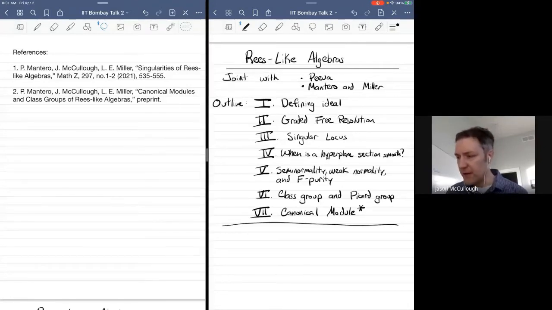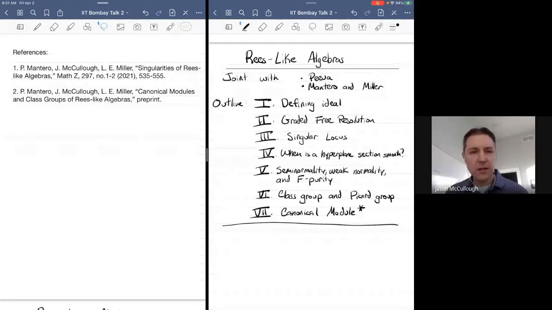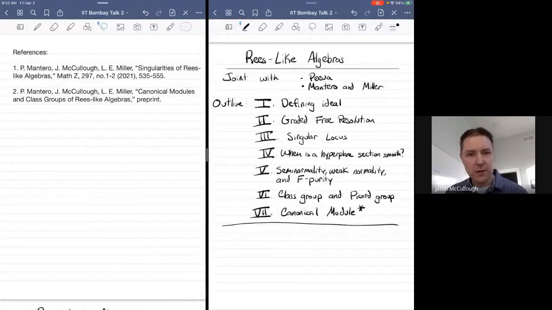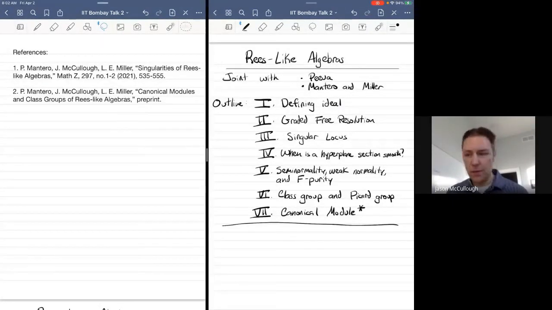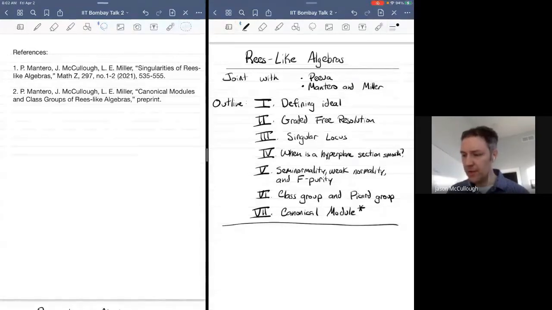So I'm going to talk about the defining ideal, the graded free resolution, and the codimension of the singular locus and what that says about when we can create smooth hyperplane sections. We can say a little bit about semi-normality, weak normality, and F-purity, and when each of those happens. If there's time, I'm going to talk a little bit about the class group and the Picard group, and I'm almost certainly not going to get to item 7 because I doubt I will have enough time. But if you want to see a little bit about the canonical module, that is in this second paper.